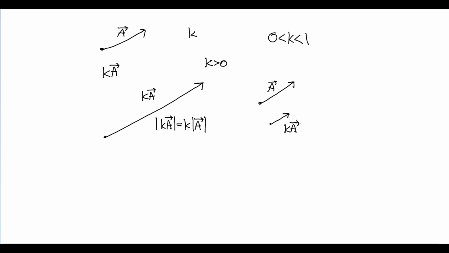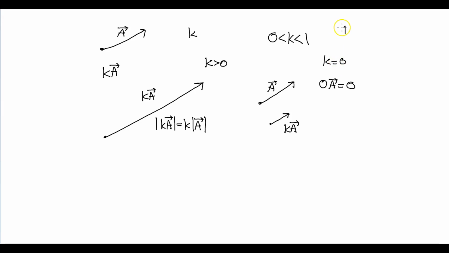The product, when multiplied by a fraction, is smaller than the original number. And if we multiply by 0, if k equals 0, then 0 times A will be the zero vector. Nothing. So just like normal math, nothing at all. So if k equals 0, we have the zero vector.